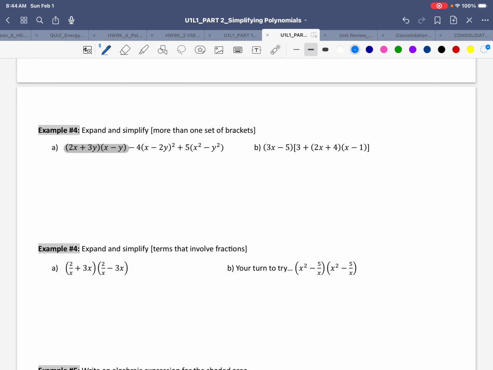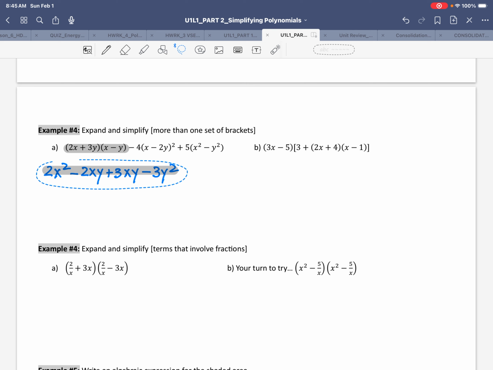So what we have here is 2x times x, 2x squared. And then 2x times negative y is negative 2xy. 3y times x, positive 3xy. And lastly, 3y times negative y, negative 3y squared. So this would be just the first part, or the first multiplication.